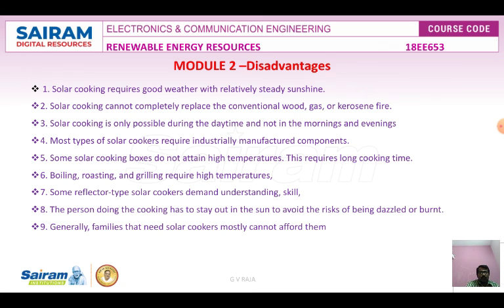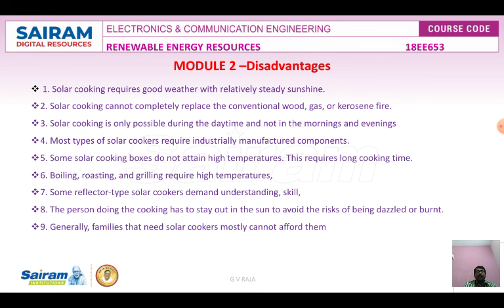Most solar cookers require individually manufactured components. Some solar cooking boxes do not attain high temperature, and it requires a long time of cooking. Boiling, roasting, and grilling require high temperature. Some reflector type solar cookers demand skill and understanding. Careful attention must be provided when handling the cooking process.